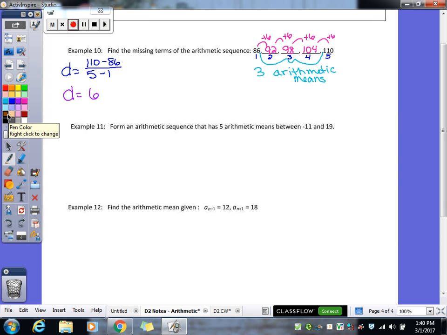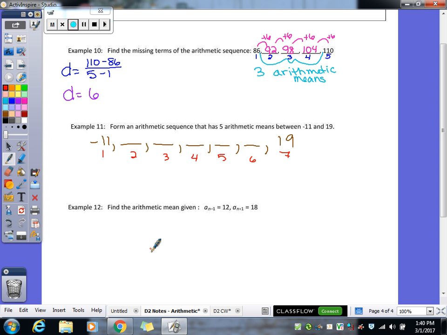Form an arithmetic sequence that has 5 arithmetic means between negative 11 and 19. So how many spaces am I going to put between negative 11 and 19? 5. So negative 11, 1, 2, 3, 4, 5. 5 arithmetic means, 5 spaces. So again, I'm going to label these. This is my first term, second, third, fourth, fifth, sixth, seventh term.